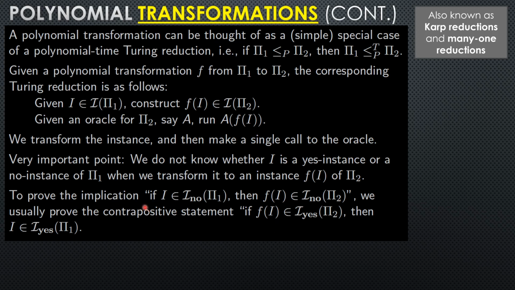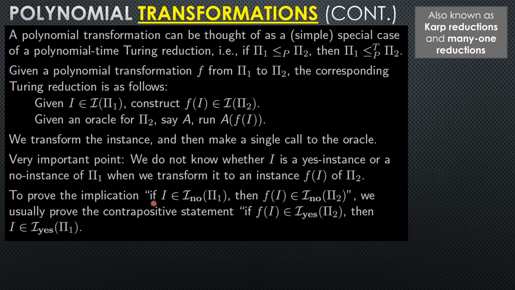In that case, what we did is instead of proving that statement, we proved the contrapositive of that statement. And we're actually going to do that for the remainder of the course. Whenever we're working on these polynomial transformations, we're going to end up proving the contrapositive of that final statement instead. So here's the statement. If I is a no instance of pi1, then f of I is a no instance of pi2. Okay, so that's the basic statement. We're going to prove the contrapositive of that statement instead.